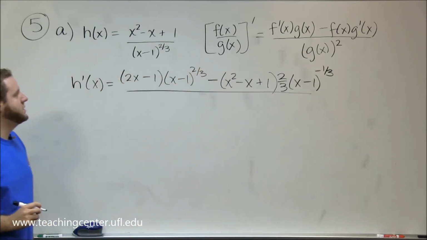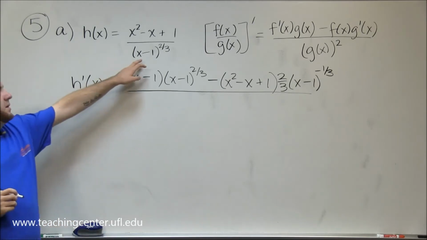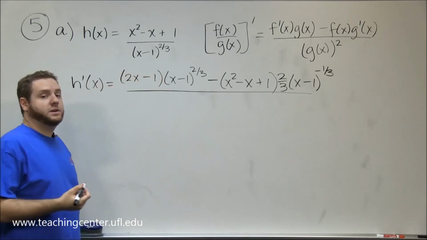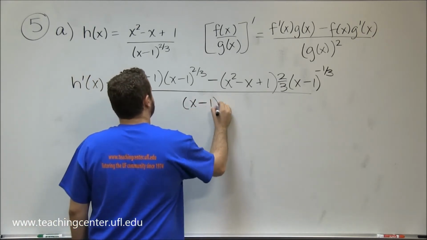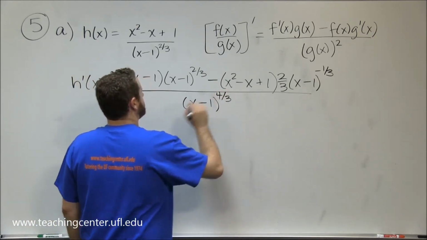When we put that all over the denominator squared, the denominator x minus 1 to the 2/3, if you square that, you would just be multiplying the power by 2. So we're going to get x minus 1 to the 4/3.